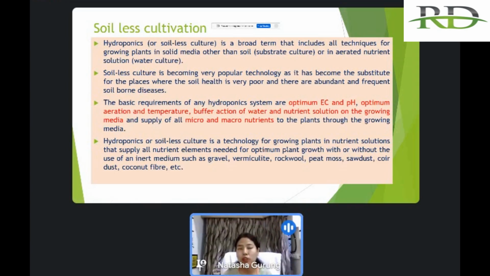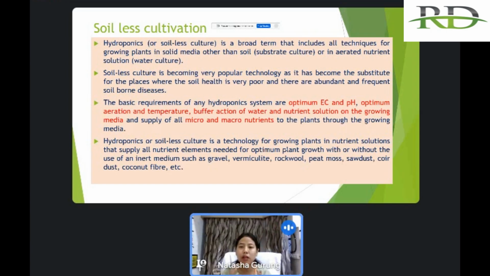Knowing the basics of hydroponics, which is also known as soilless culture. It is a broad term that includes all the techniques of growing plants in a solid media. Solid media means growing in vermiculite, perlite, coconut coir, or any clay substances, or in nutrient-rich solutions. Nutrient-rich solutions means that in the water we are giving all the nutrients. That is also known as water culture.